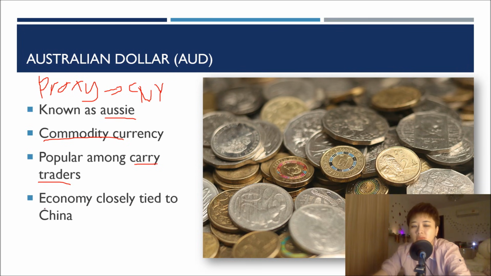Alright, because the economy is closely tied to China. So one thing you need to take note of is that when times are good, a lot of times you see the Aussie dollar going up, because one of the reasons is the high interest rates, which is what a lot of carry traders like. They pair a high interest rate currency with a low interest rate currency.